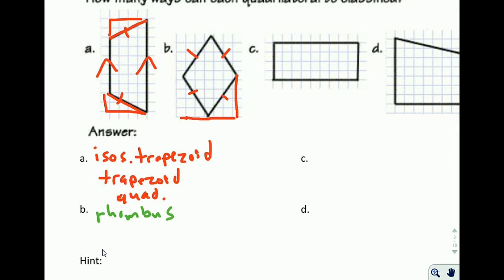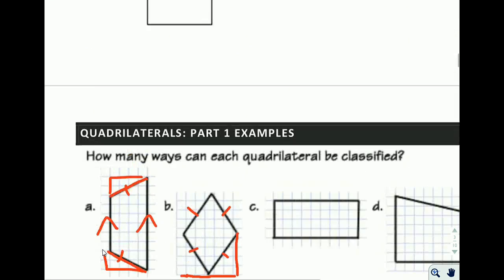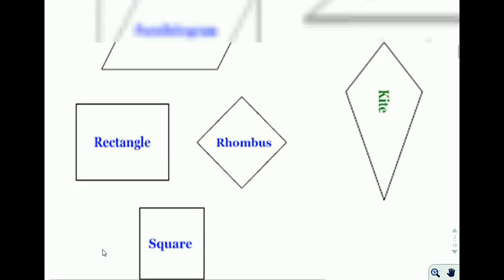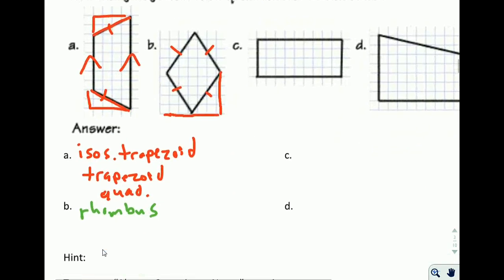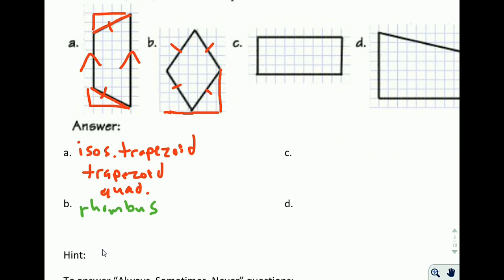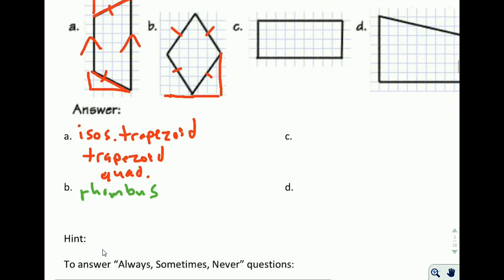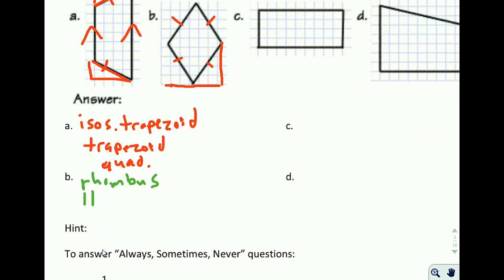Now, thinking of less specific names than rhombus, if we were to go back up our tree here, we could call it a parallelogram, because we do have an opposite set of sides that are the same length. We have an opposite set of sides that are parallel. So we could call this a parallelogram, and that's my shorthand again for parallelogram, these being the parallel symbols. And we could call it a quadrilateral.